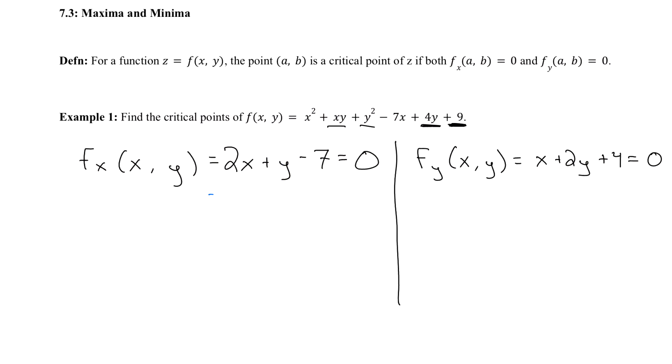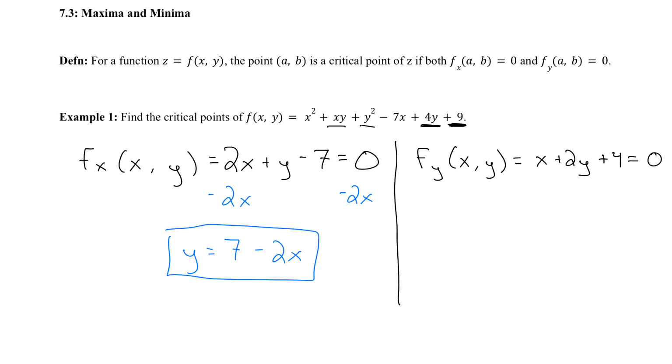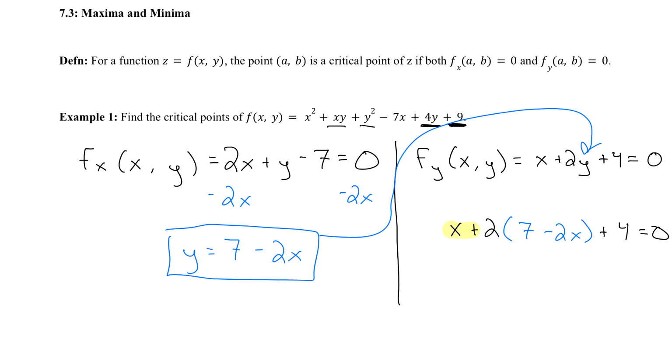So I'm going to go ahead and subtract 2x from both sides and add 7 to both sides. That should give me y is equal to positive 7 minus 2x. So I have this relationship between y and x, and I can now take that value for y that I've solved, and plug it into this other equation over here, my partial derivative with respect to y. So over here, I have x plus 2 times, I'm going to plug in now that part in blue, this 7 minus 2x, and then back to black right here, plus 4 is equal to 0.